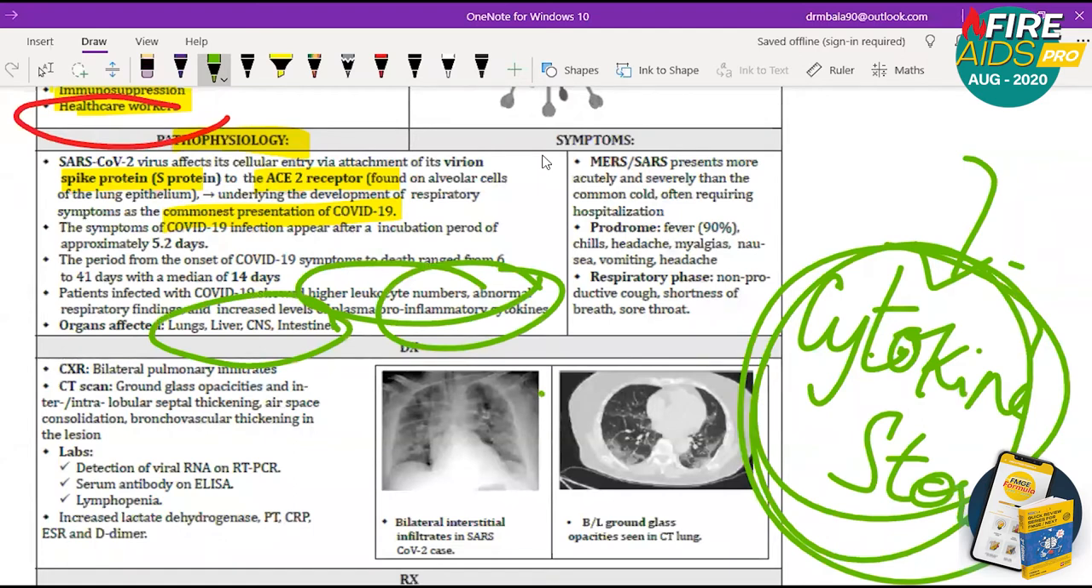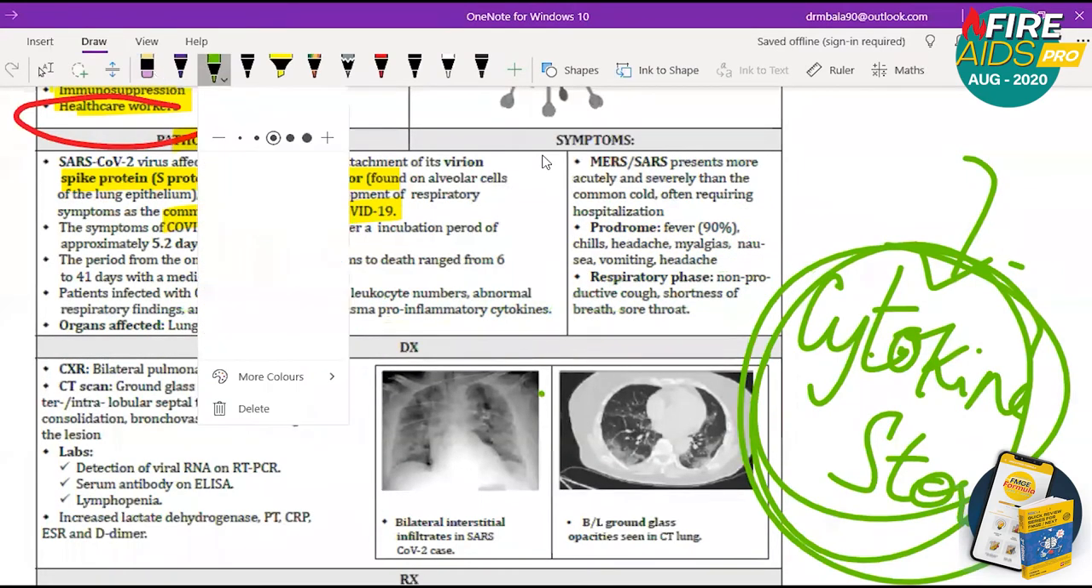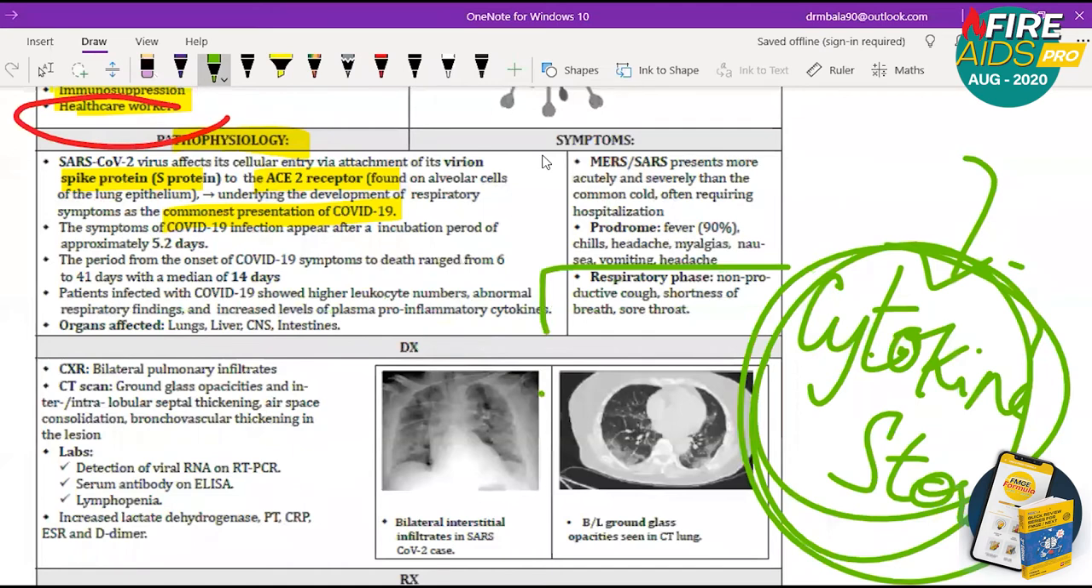Okay. Then we have a respiratory phase, and before the respiratory phase is a prodrome phase. In this phase, many patients will actually recover. So prodrome, in which fever is almost there for 90%, chills, headache, myalgia, nausea, vomiting, along with even loose stools. So loose stools, tiredness, these can also be prodrome. So what we are concerned with when it comes to MCQ is the respiratory phase.